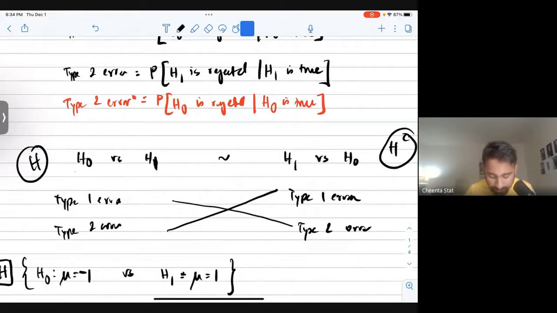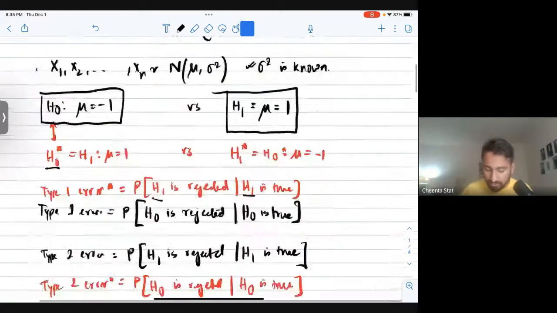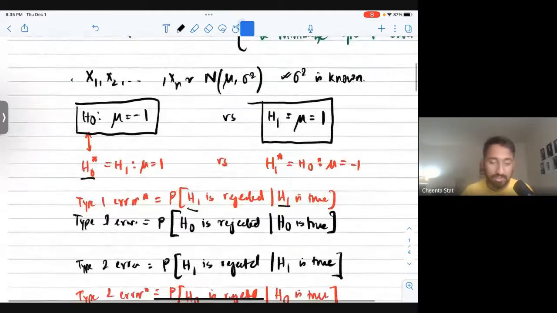So the type 1 error in the first case, the actual case H, where it is mu equal to minus 1 versus mu equal to 1, is the same as the type 2 error in mu equal to 1 versus mu equal to minus 1, and vice versa. The type 1 error in this case is the same as the type 2 error in the second case, the H complement case, where it is swapped. The type 2 error in the original case is the same as the type 1 error in the swapped case. This is very interesting, and we will use this to find an alternate way out: fix the type 2 error and minimize the type 1 error.